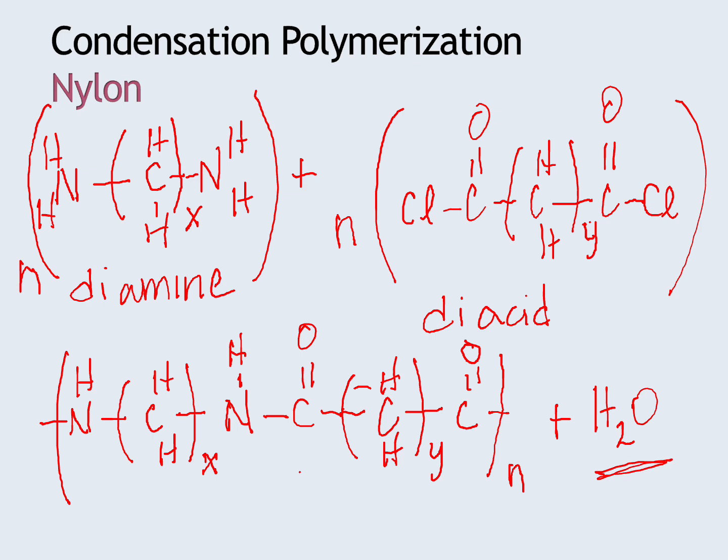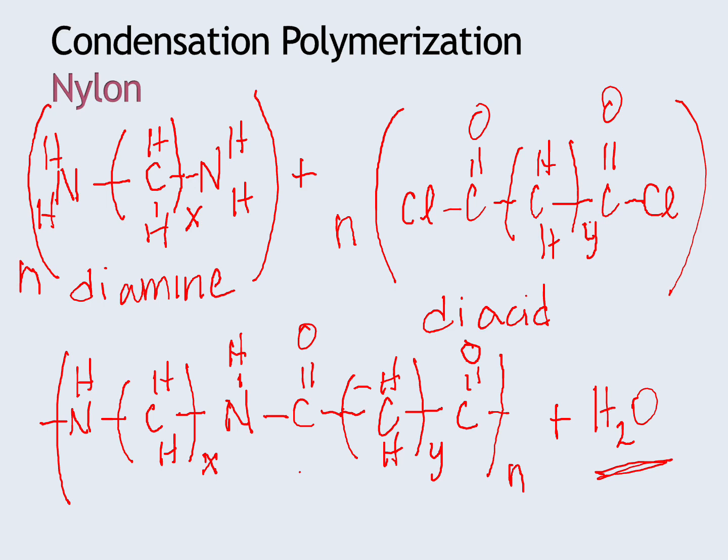The other thing, let's see if I can get a blank. No, I can't. Well, just noting this X and this Y. Nylon will usually have two numbers associated with it, which indicate how many carbons are present in the diamine and how many carbons are present in the diacid.